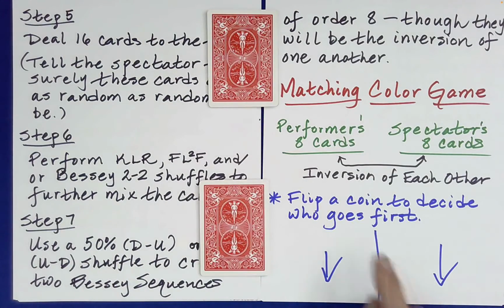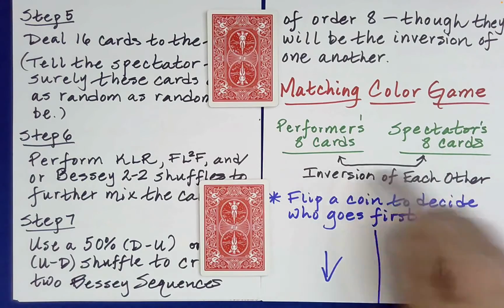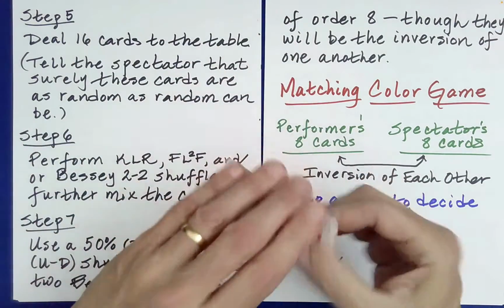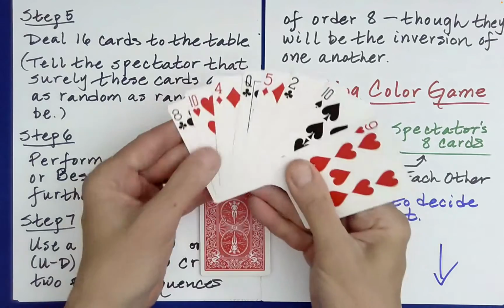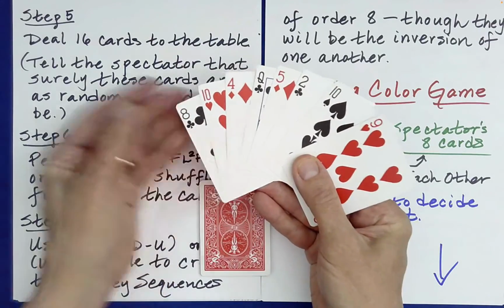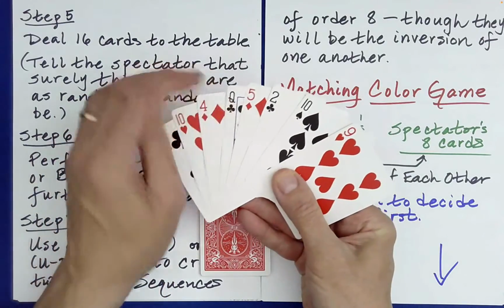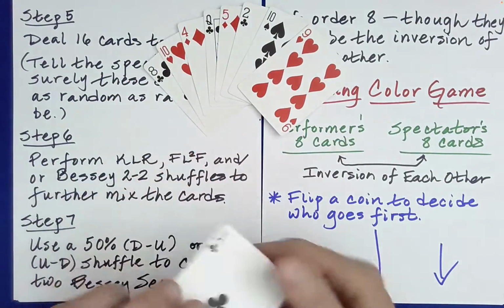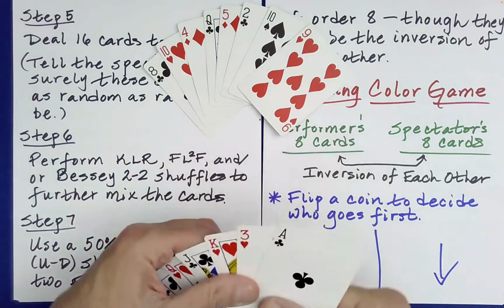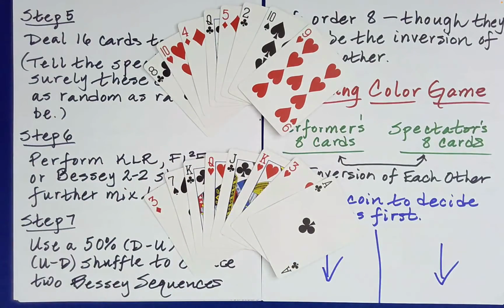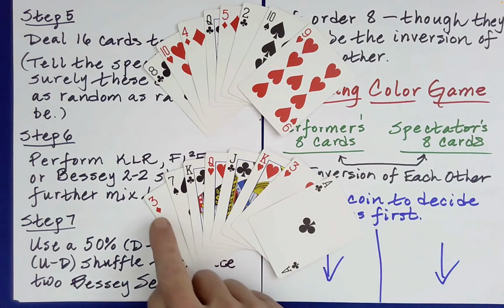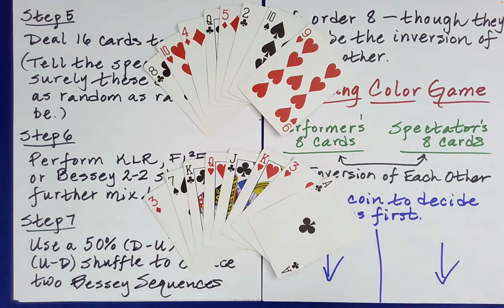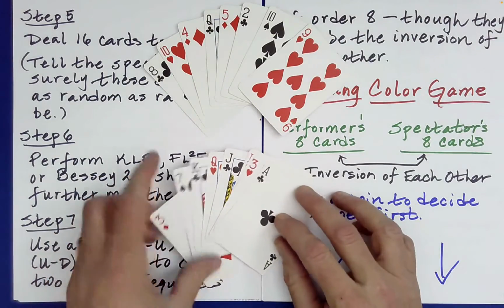Now I point out that these will be the inversion of one another. These are going to be little Bessie sequences of order 8, which they are. Like black, red, red, black, red, black, black, red. Let me just lay them out so you can see. These will be, quote, the inversion of one another. Inversion just means reds and blacks have switched places, or zeros and ones have switched places. And you can see that that's true here. We have red, black, black, red, black, red, red, black. So these are the inversion of one another.